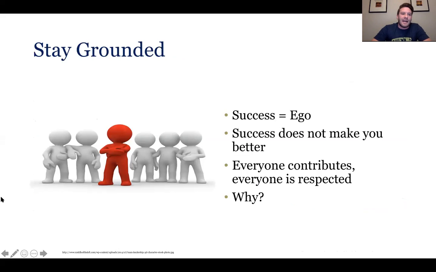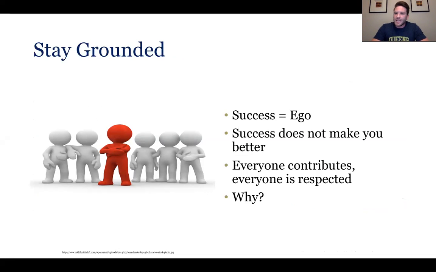And then the last one that we're going to discuss is stay grounded. It is always easy for us, just as individuals in a world where we live in Instagram with rose-colored lenses. We want the perfect life. We want the perfect leadership experience.